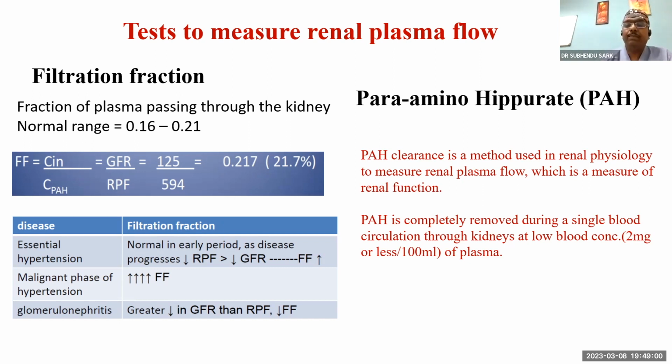The para-aminohippurate clearance is a method used in renal physiology to measure the renal plasma flow, which is also a measure of renal function. And PAH is completely removed during a single blood circulation through the kidney at low plasma concentration.